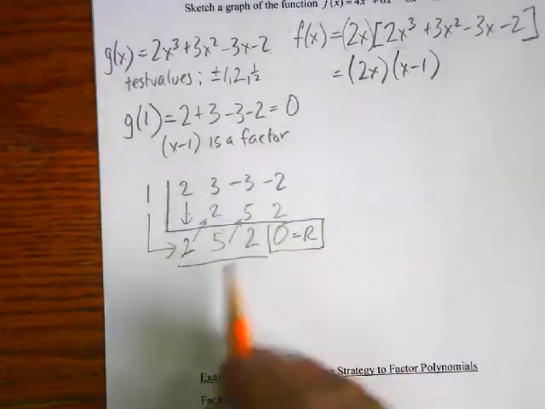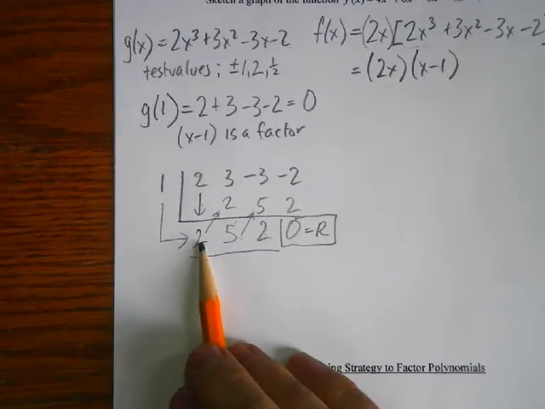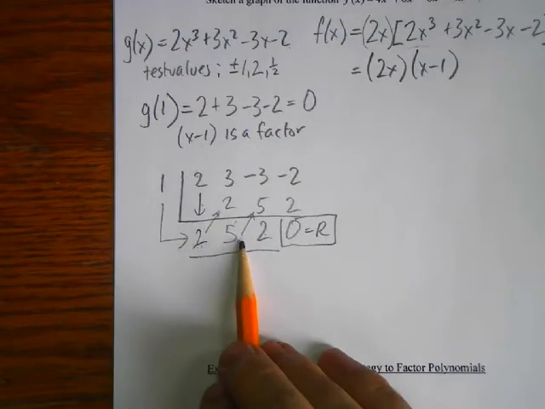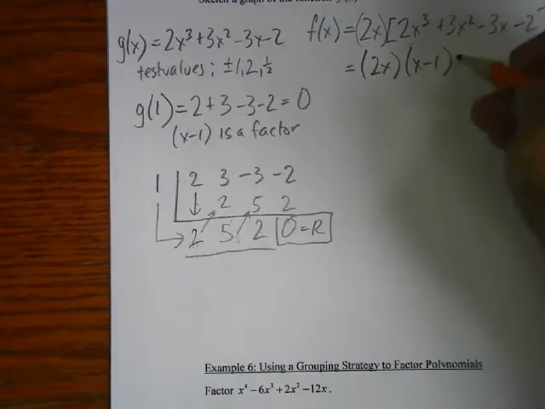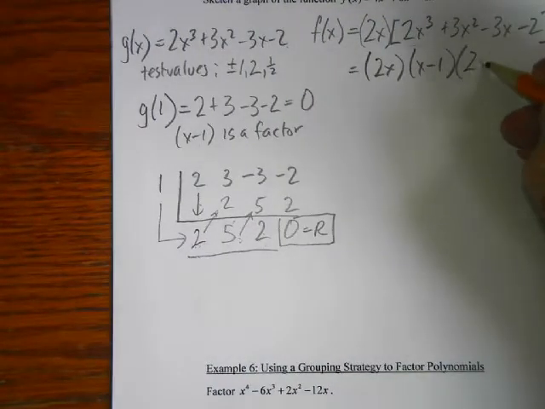The 2, the 5, and the 2. So that's going to be the coefficient of the x squared term of the factor, the coefficient of the x term of the factor, and that's going to be the constant. So I can now go back here and write 2x squared plus 5x plus 2.